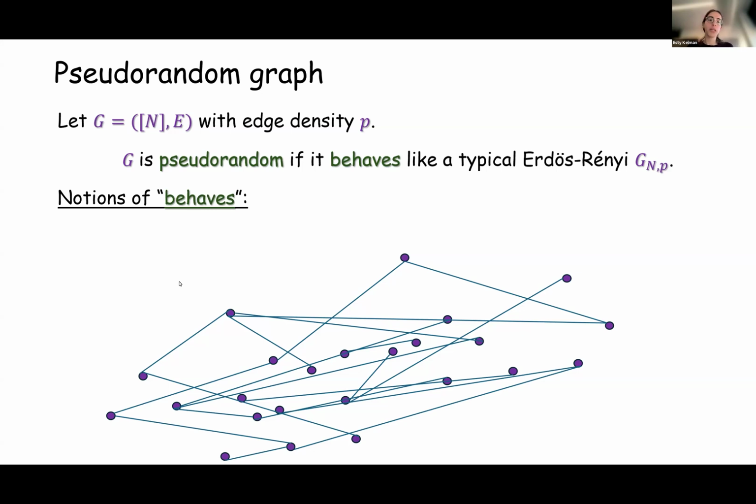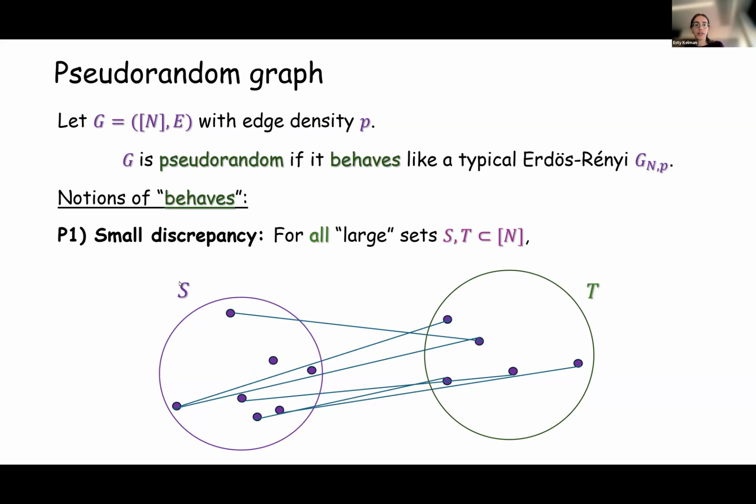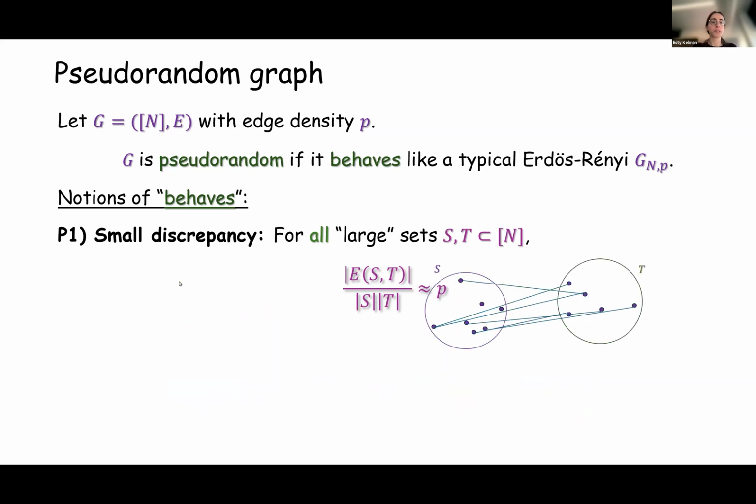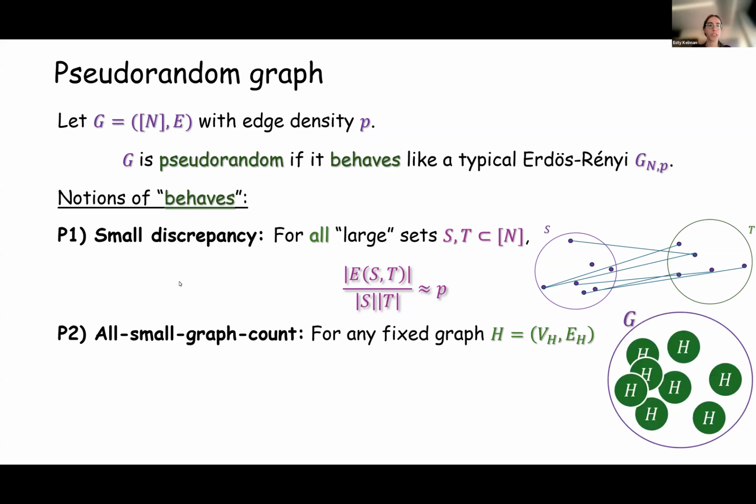So we take some properties of G(n,p) and say, okay, if the graph satisfies these properties, then it is pseudorandom. The first property is small discrepancy. For all large sets of vertices, if we look at the edge density between them, we have the edge density that we expect. By the way, these two sets do not necessarily have to be disjoint. Another property that we can consider is what's called small graph count. We fix some small graph H, and we look into G. How many copies of H appear there?